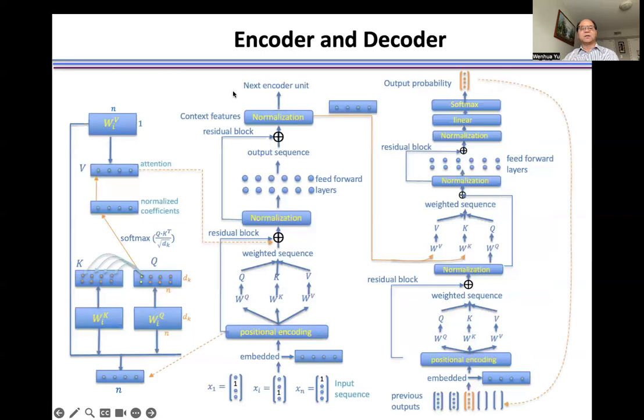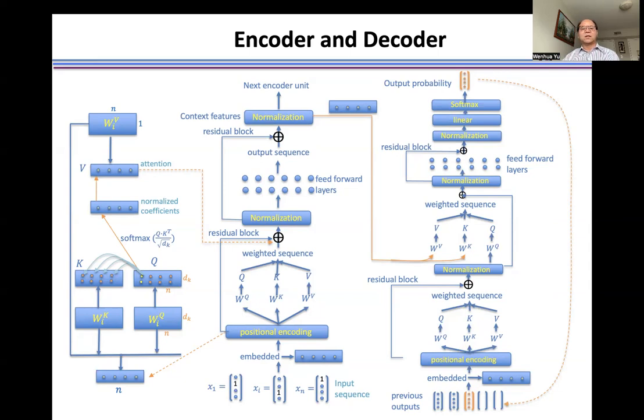Here are the transformer details. A typical transformer includes 6 encoder units and 6 decoder units. Each encoder unit includes 2 modules. One is the feed-forward network that is used to extract the information from the input sequence. The other is the self-attention module, which is used to find the relationship of the inputs in the input sequence.